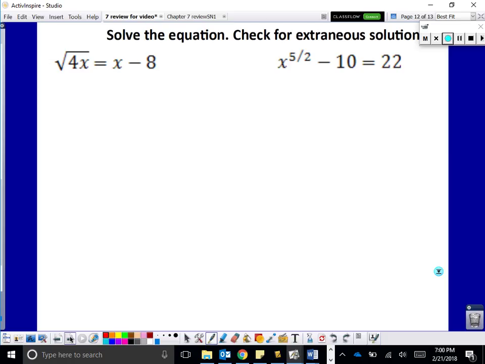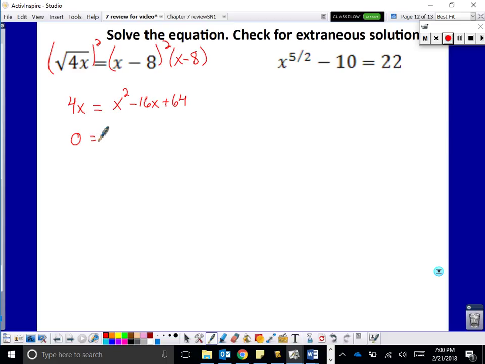So on this one, I have an x trapped underneath my square root, so I'm going to square both sides. Okay, if I square this, left hand side is just 4x. Right hand side, take the minute to do that if you need to. This is going to be x squared minus 16x, and maybe I should write that out. This is x minus 8 times x minus 8, so this is going to be plus 64.